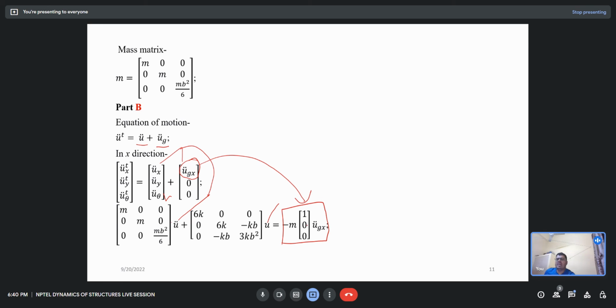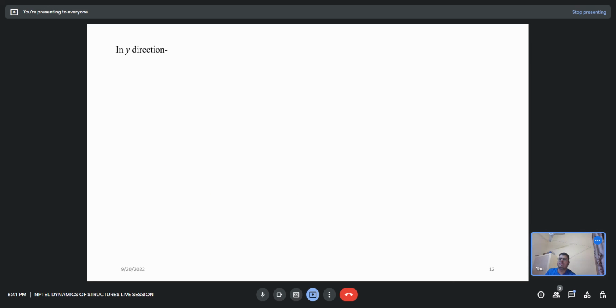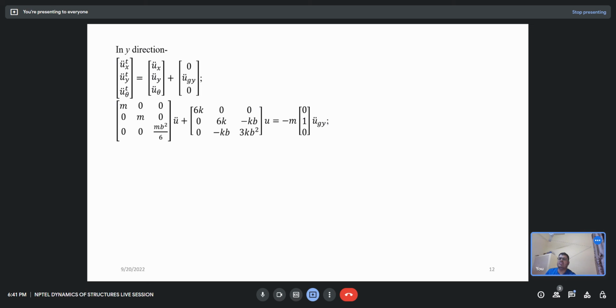Same if you do it for the y direction. Here it will become 1, and here it will become 0. In the y direction the total acceleration is this, and if you replace it as I discussed earlier, here it will become 1.